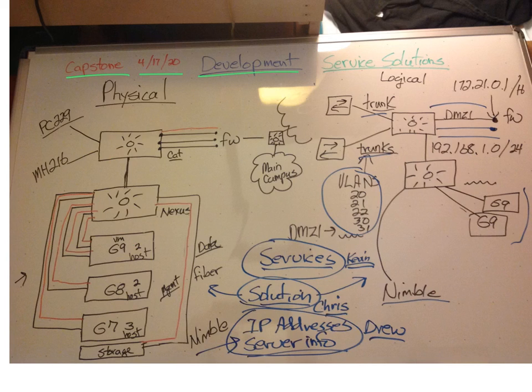So we're at Capstone here. We're in the development phase, some kind of server solutions. This is the same physical diagram. I talked just a little bit here to better understand the traffic flow, and I'm looking for suggestions of better ways to do it.